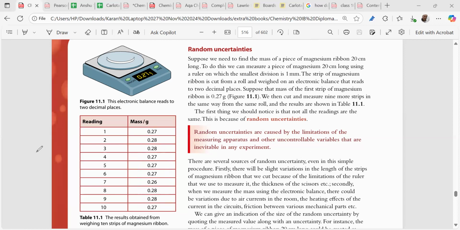So this is due to random uncertainties. We have cut everything exactly 2 centimeters, but the readings are not exactly the same. What is random uncertainty? Random uncertainty is the uncertainty caused by the limitation of the measuring apparatus, which is beyond our control, or by other uncontrollable variables which are inevitable during the experiment.